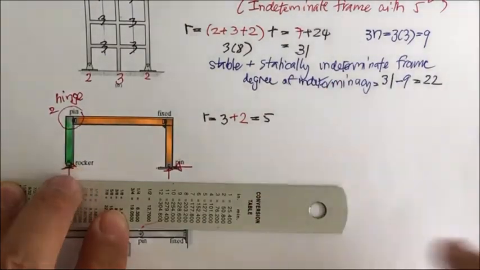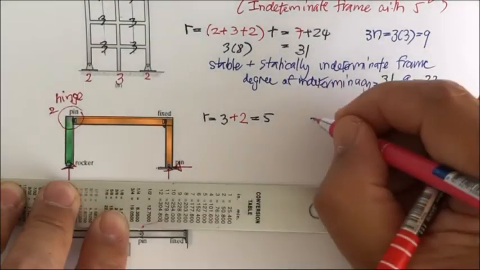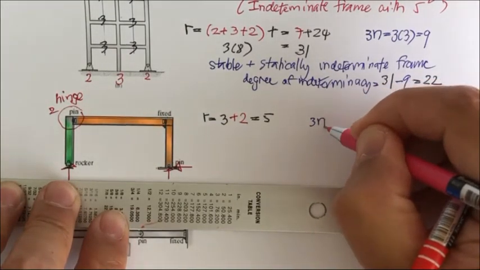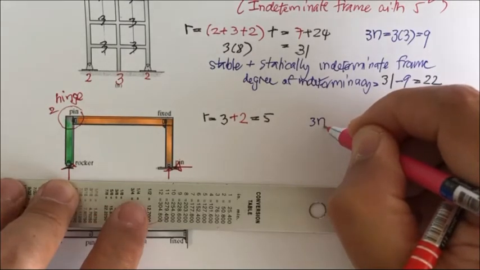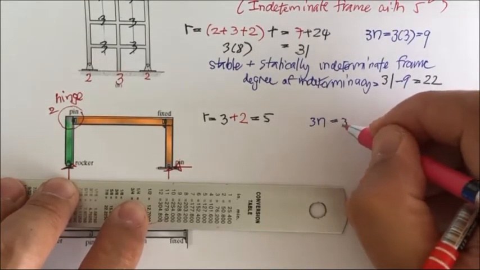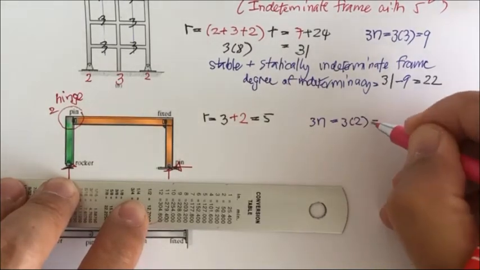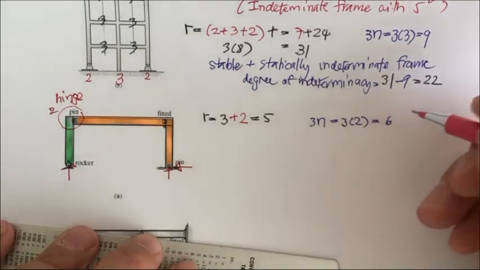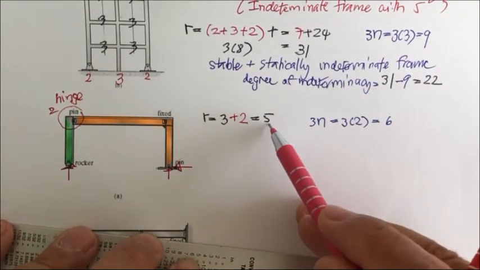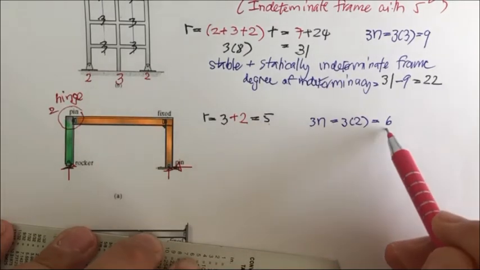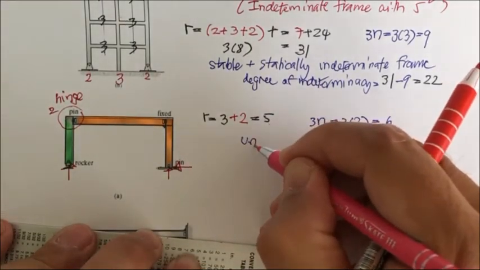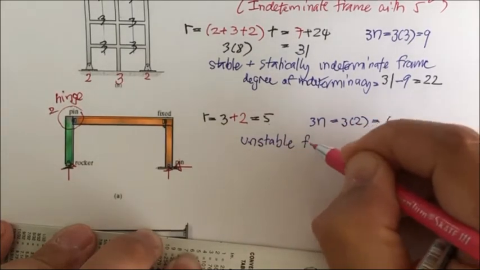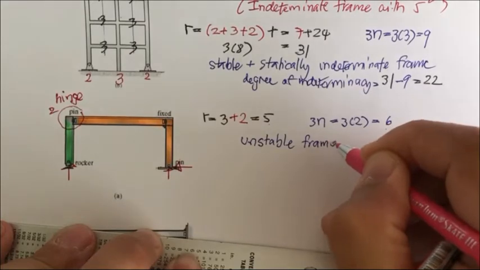And for the structure, each part of it is going to have 3 equations of equilibrium, and there are 2 free body diagrams. So the total number of equations is going to be 3 times 2, which is 6. Okay, and now you can see that for this problem the unknowns are less than the equations. So this frame is going to be an unstable frame.